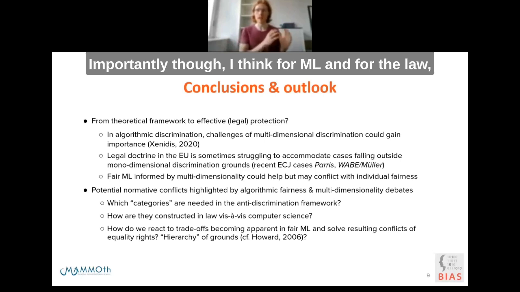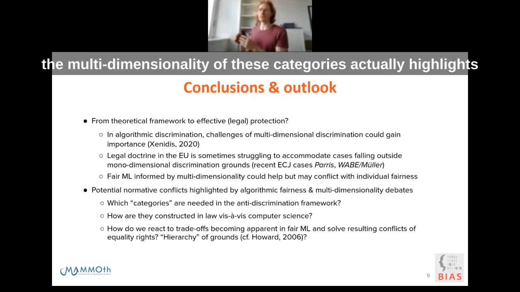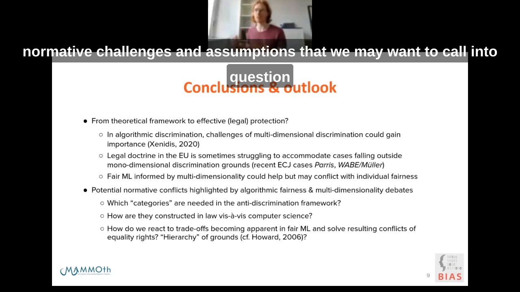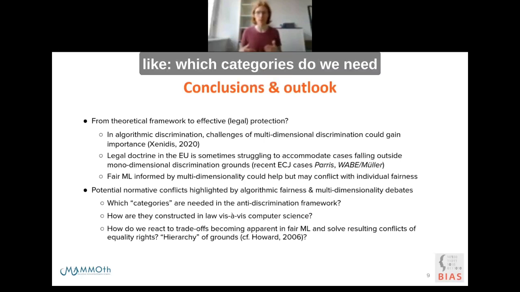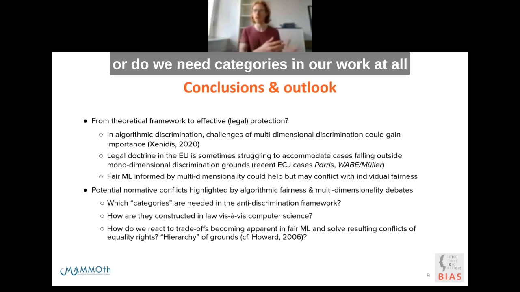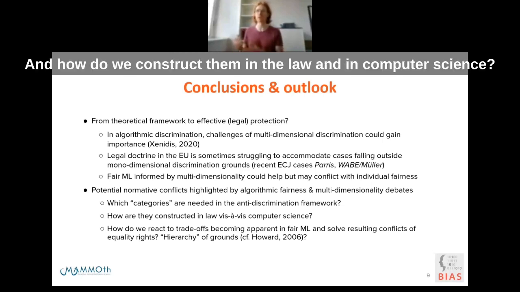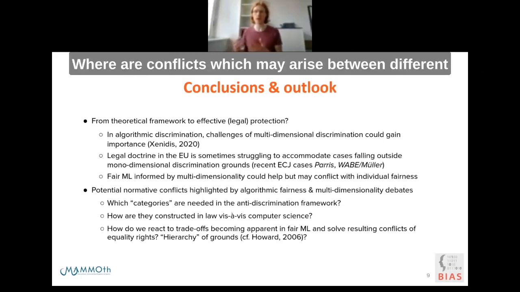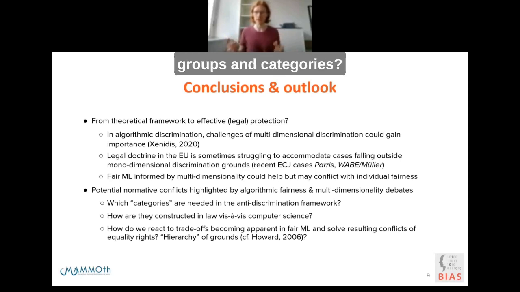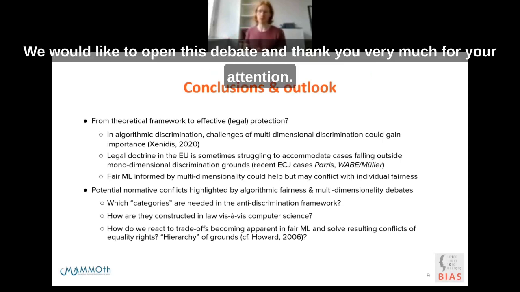Importantly, though, I think for ML and for the law, the multidimensionality of these categories actually highlights normative challenges and assumptions that we may want to call into question. Like, which categories do we need, or do we need categories in our work at all if we really want fairness? And how do we construct them in the law and in computer science? And where are conflicts which may arise between different groups and categories? And we would like to open this debate, and thank you very much for your attention.